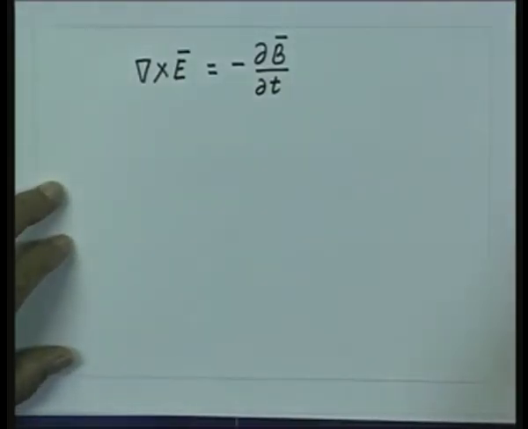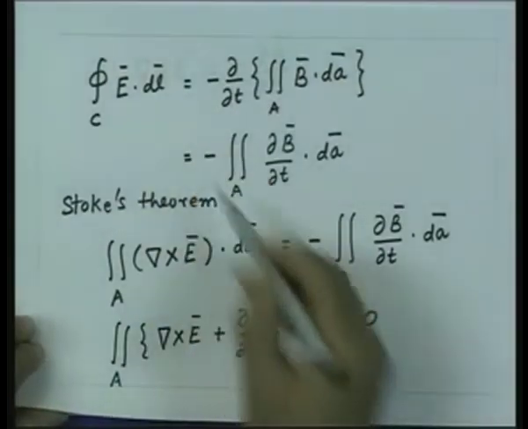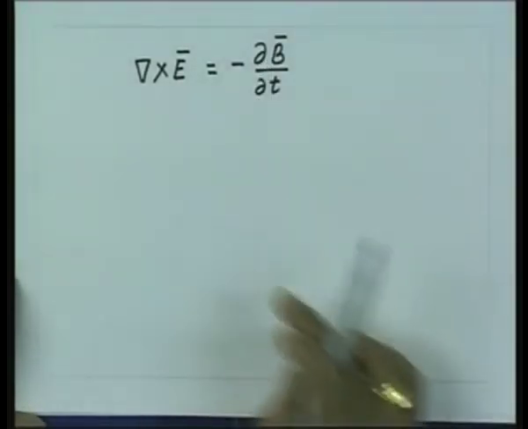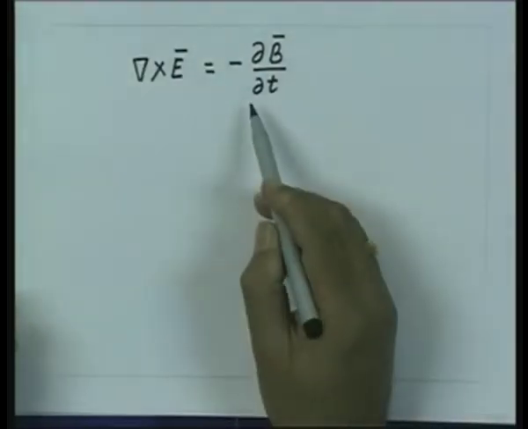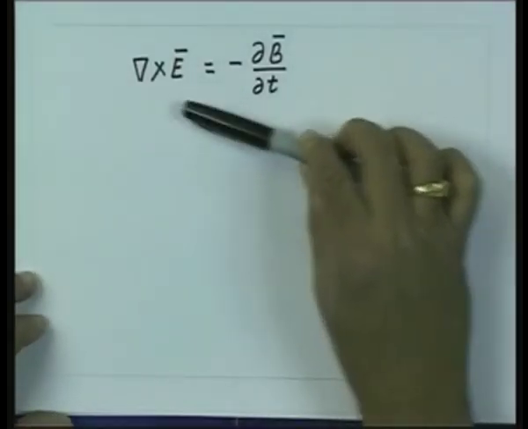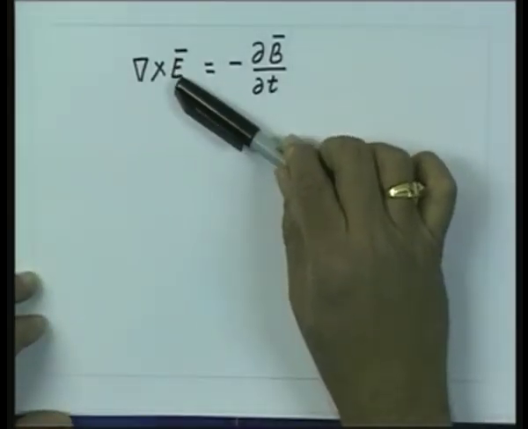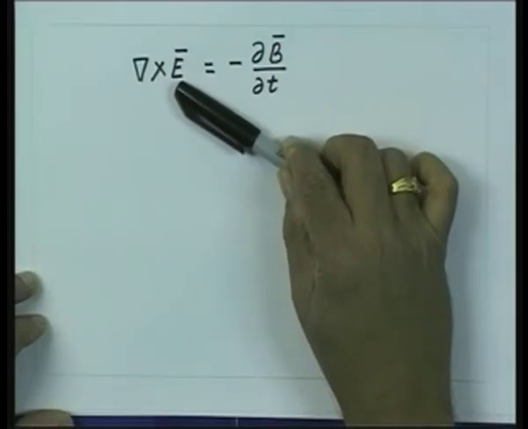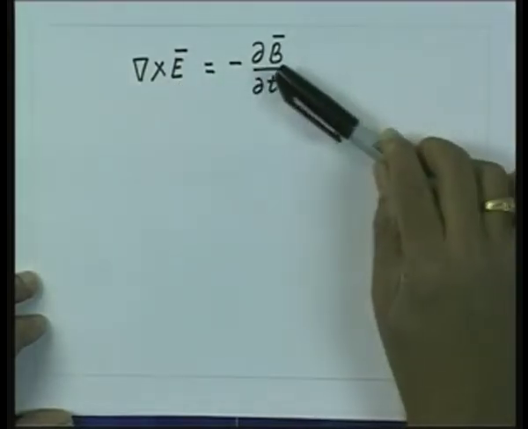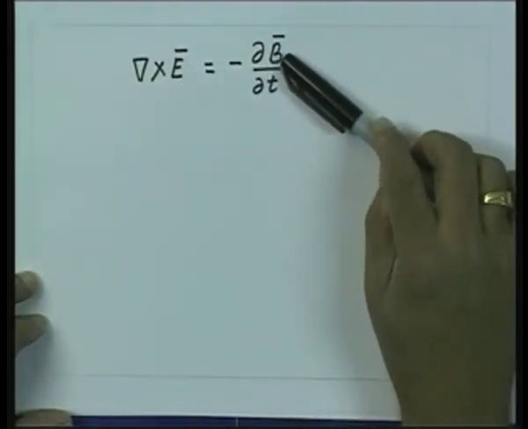So, the integral form of the Faraday's law of electromagnetic induction is this, whereas the differential form of the Faraday's law of electromagnetic induction is this. And again, as we said, this is the point relationship. So, if I know now the electric field at a particular location, then the curl of that electric field gives me the rate of change of the magnetic flux density at that location.